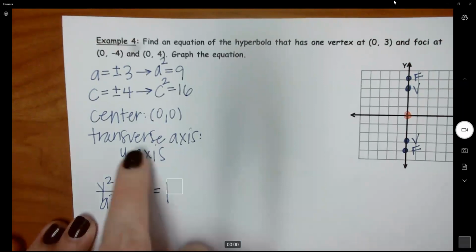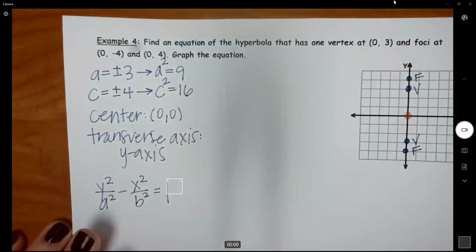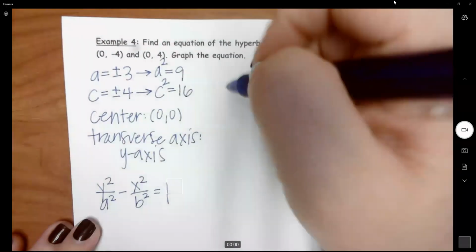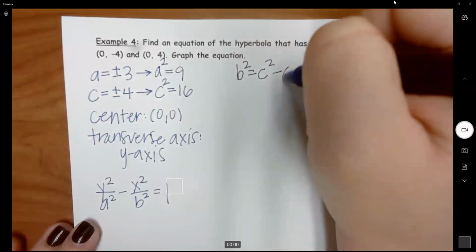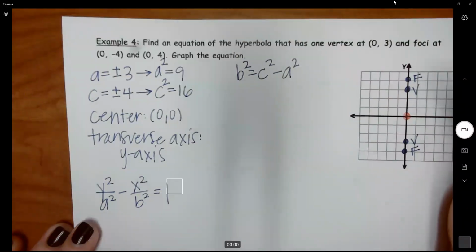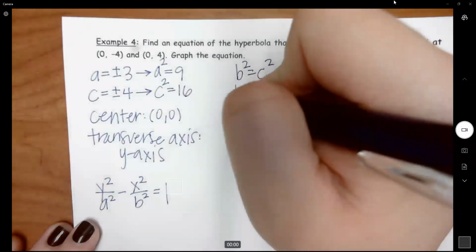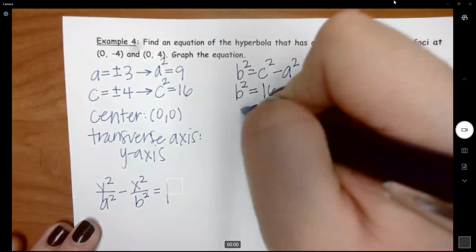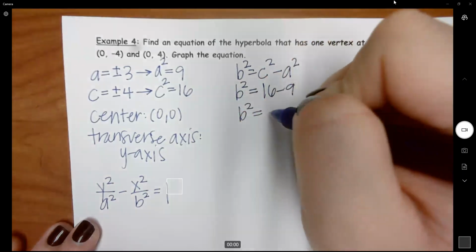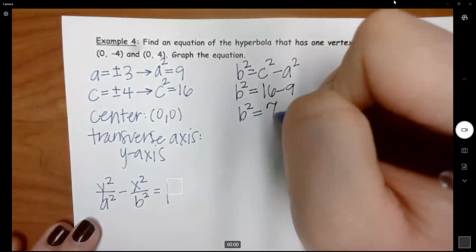Okay, so I do have a squared. a squared is 9, but I don't have b or b squared. So we will use our formula to find it, which is b squared equals c squared minus a squared. So b squared equals 16 minus 9. My b squared is 7.